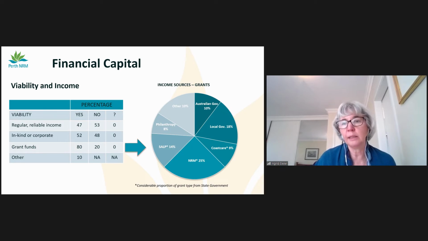Now, most of the grants are small, of less than $5,000, and they come through the local government. But the West Australian government also provides significant funding through Coast Care, through the state NRM program, and in partnership with the Perth NRM and Alcoa Australia for the SALT program.